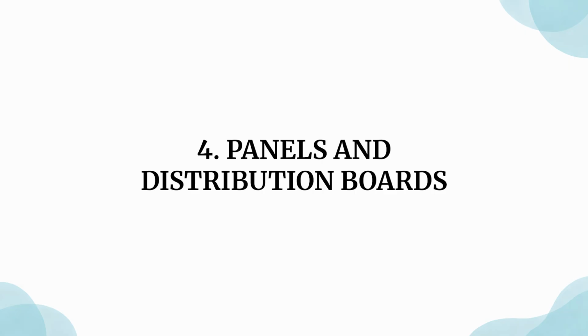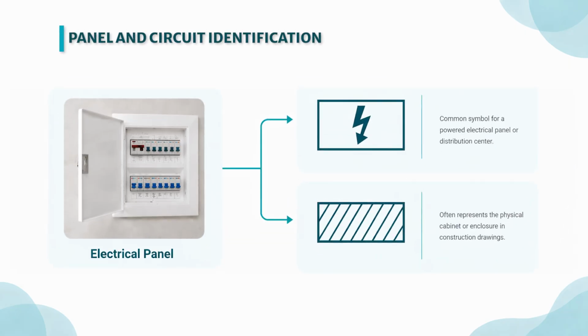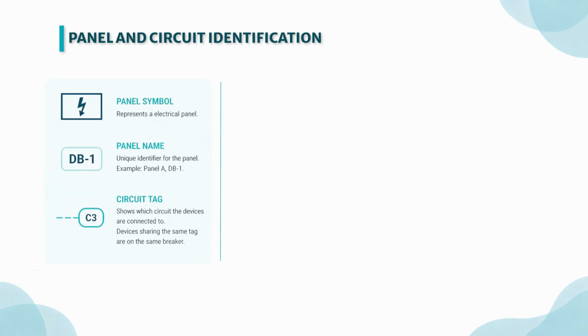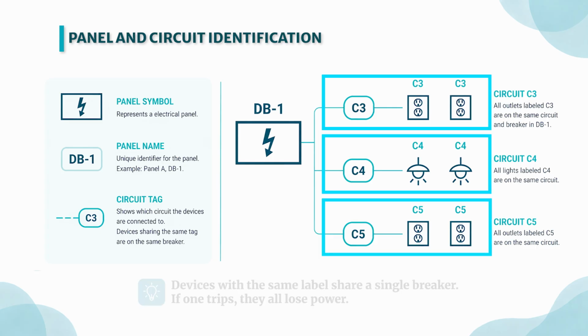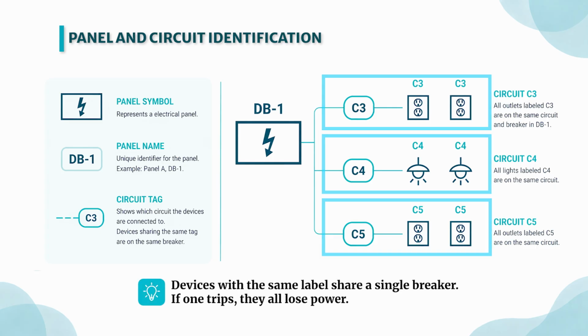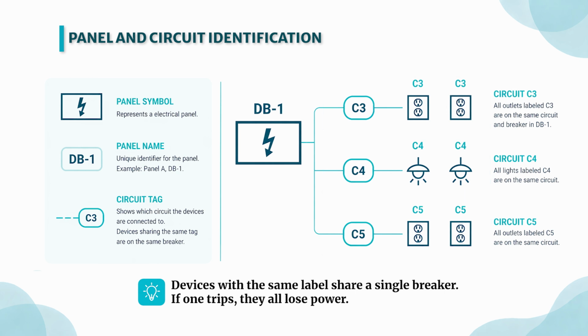Fourth, panels and distribution boards. These are the hubs where all the circuits originate. They're usually drawn as a labeled rectangle, something like panel A or DB-1. Lines run from the panel out to groups of outlets or lights, and devices on the same circuit share a number or letter in like C3. This is really useful when you need to understand load distribution, or when you need to tell an electrician which outlets are all on the same breaker.